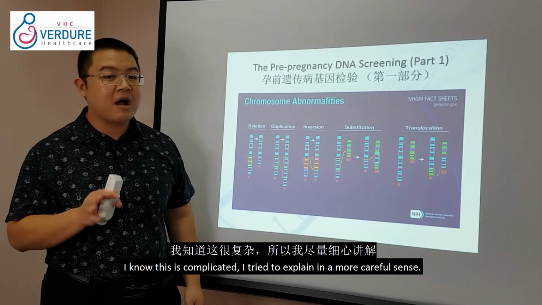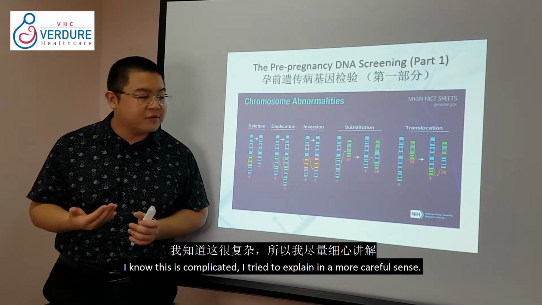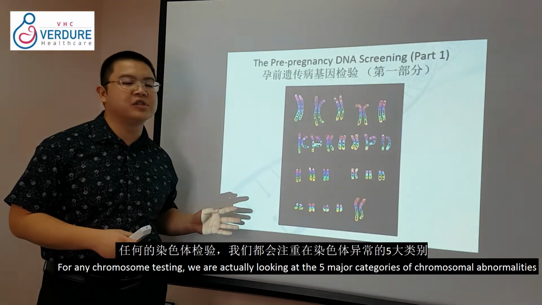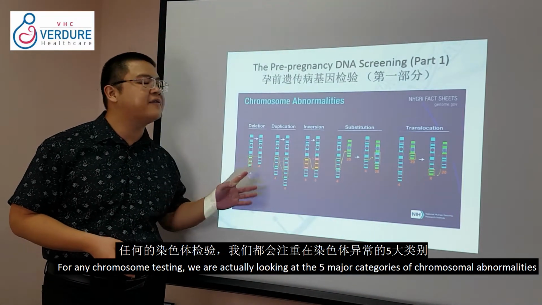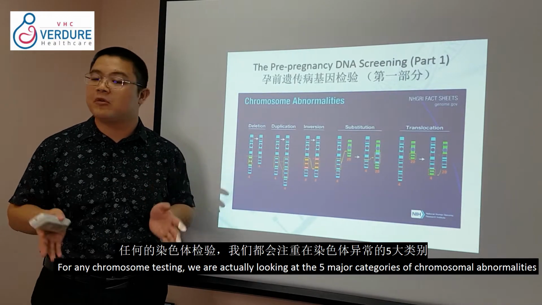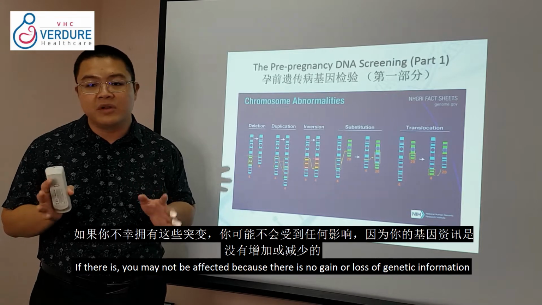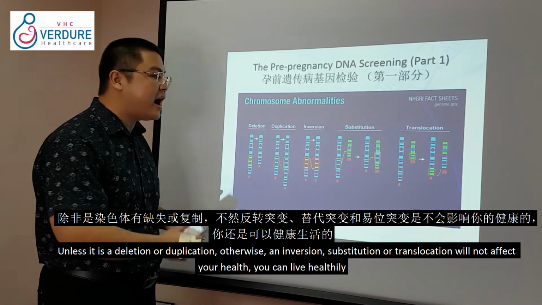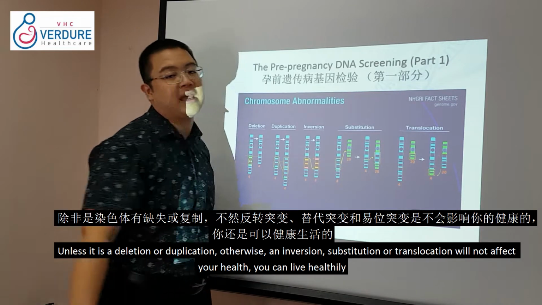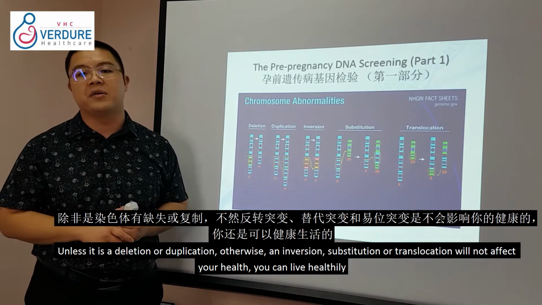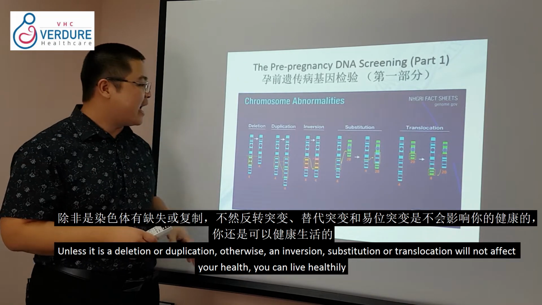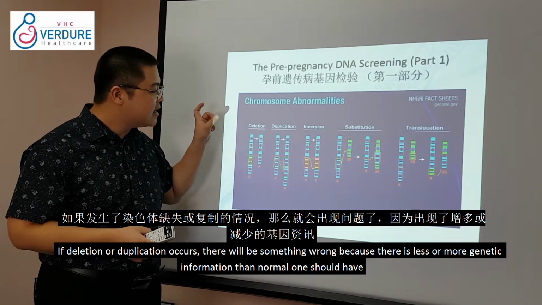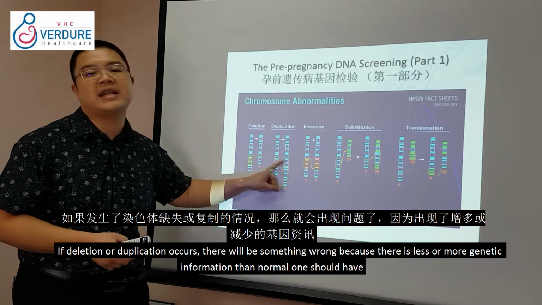Okay. So I know this is a bit complicated, so that's why I try to explain it in a more careful sense. But anyway, all you need to remember is that any testing with the chromosome, what we are looking for is actually the 5 major categories of chromosomal abnormality. And if there is, you as a person will not get affected because there is actually no gain or loss of information unless it's a deletion or duplication. Otherwise, an inversion, substitution, translocation, nothing is going to happen to you. You're going to live very healthily, and you're going to live a long life, okay, hopefully. But deletion and duplication, there will be something wrong because there is less genetic information and there's more genetic information, okay?